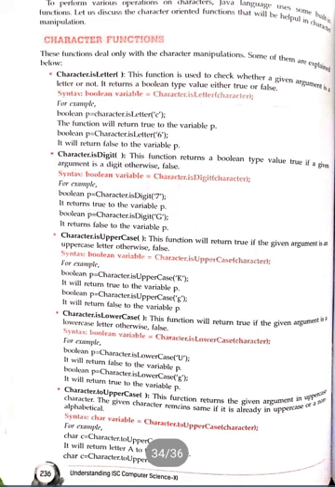Next is Character.isUpperCase. It will check whether the given character is in uppercase or not. If it is in uppercase, it will return true, else false. Now K is in uppercase, so it will return true. This G is in lowercase, that means a small letter, so it will return false. Next is Character.isLowerCase: if it is in lowercase it will return true, else false. So this capital letter will return false, and this lowercase one will return true.